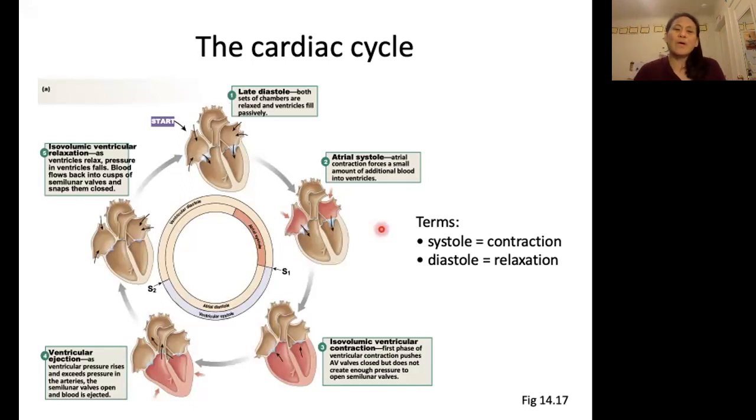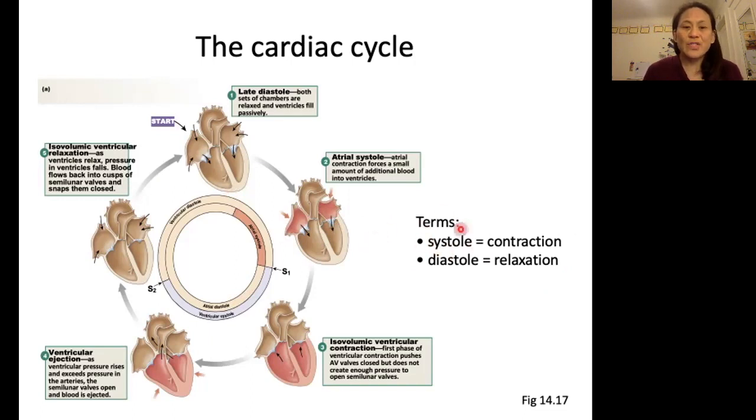Okay. We're going to be looking at all of these events that happen during the cardiac cycle. So we're going to be looking at when the atria and ventricles contract and relax. We're going to be looking at how that affects blood flow through the heart. We're going to be looking at the pressure changes that happen in the chambers during the different parts of the cardiac cycle. And we're going to be looking at what happens with the heart valves during the cardiac cycle.